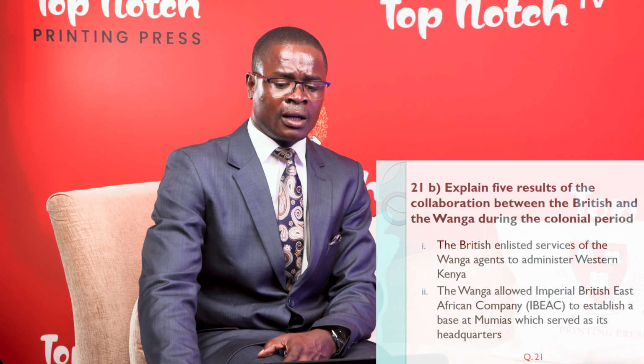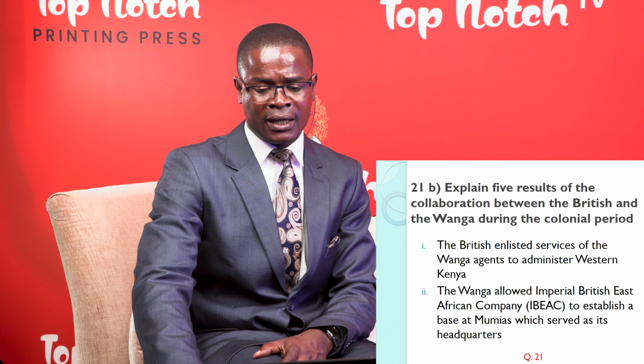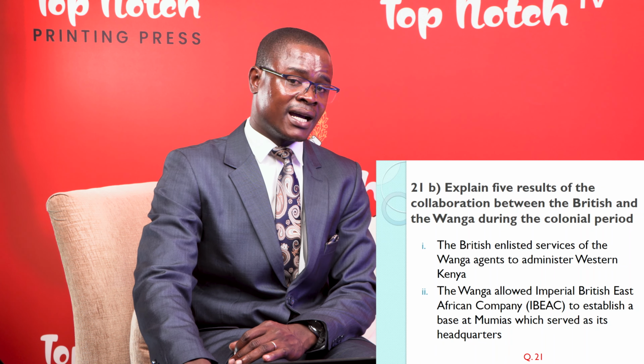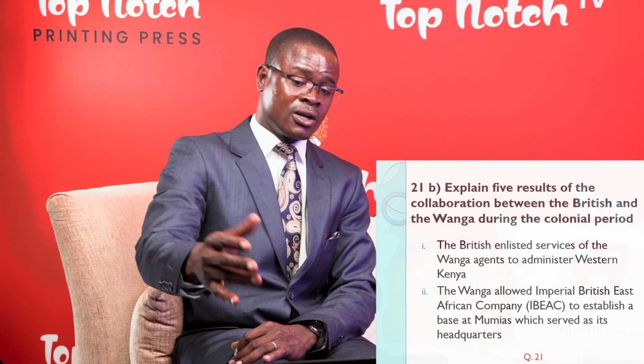Number 2, the Wanga allowed the Imperial British East African Company to establish a base at Mumias, which served as its headquarters. So they gave the British an opportunity to establish their base. They lost their independence as the colonial rule was established, direct point. Enmity between the Wanga and the Abaluya sub-tribes ensued as they felt that the Wanga were betraying their cause.